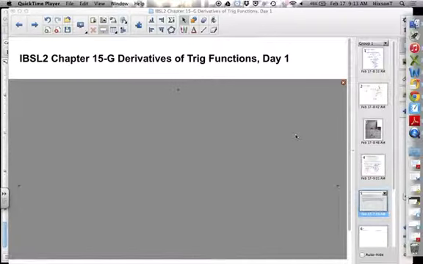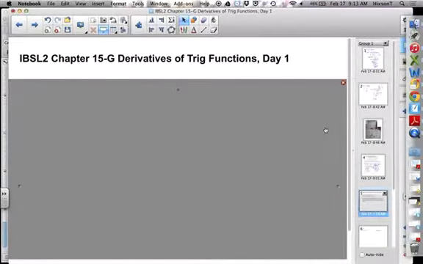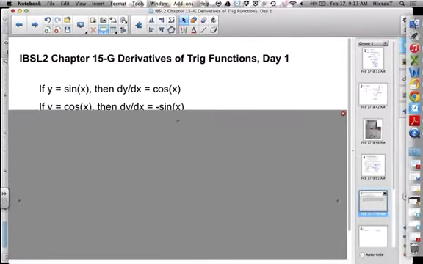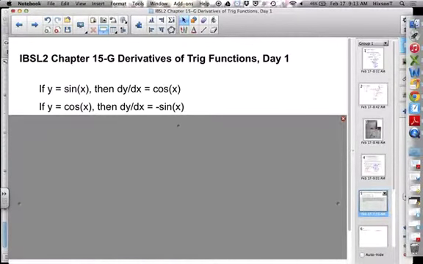So let's go ahead and learn the two things that we've got to memorize, and then we'll apply it and look at some other things as well. So first of all, if y equals sine of x, then the derivative is cosine of x. So the derivative of sine is cosine. That makes sense. Secondly, the derivative of cosine is negative sine. That makes sense.